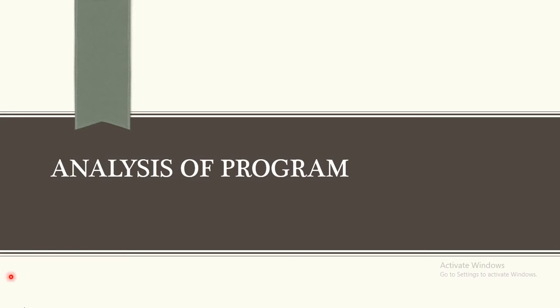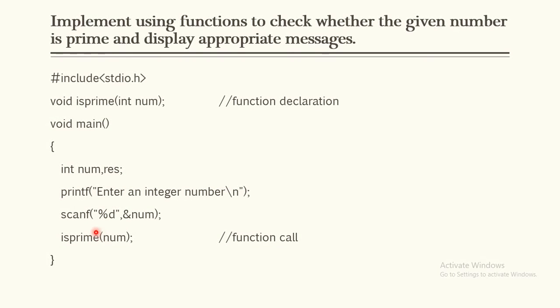Then how can we analyze the code? This is one simple logic that we have written in main. We have just called the function. What is the function name we have written?